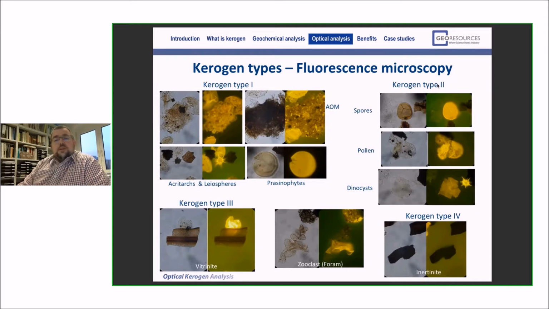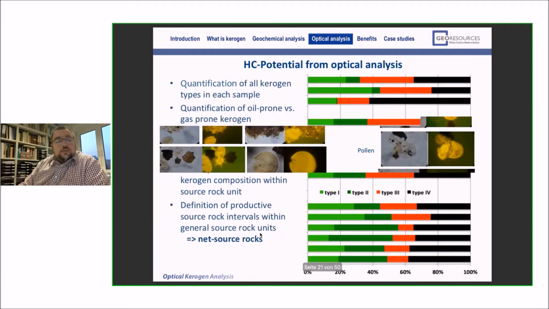Then we have kerogen type 2, which is not so strongly bright yellow. And right here with the dinocysts, we can very well see the difference between type 1, the little Botryococcus here, and the dinocyst beside. So this is type 1 and this is type 2, and you see the difference in intensity in the fluorescence.